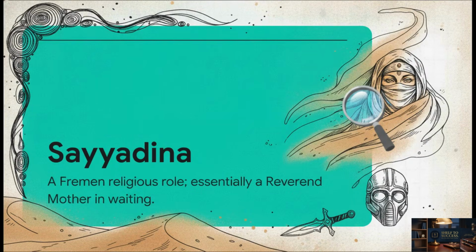So to really understand Chani's massive shift in the films, we first need to define a specific term from the novel, Sayadina. In the books, Chani is a devout Sayadina. This is essentially a Fremen religious role, kind of like a reverent mother-in-waiting. Her entire life is deeply, fundamentally intertwined with Fremen religious belief.